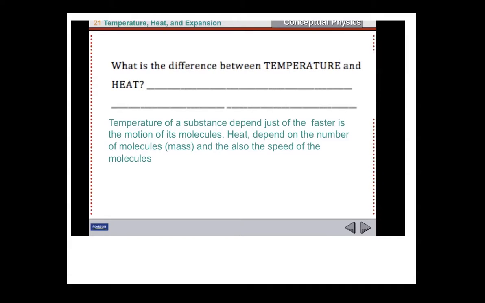The answer is that the temperature of a system depends just on how fast the molecules are moving. If they are moving slow, low temperature. If they are moving fast, high temperature and kinetic energy. Heat depends on the number of molecules. That means if you have a lot of molecules, then that system has the capacity to have more heat.